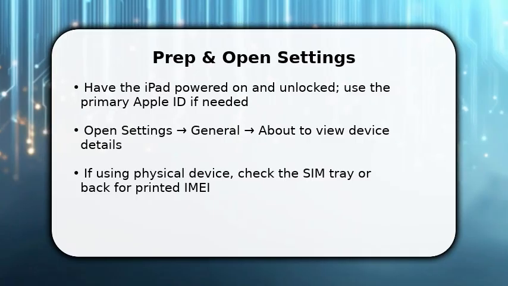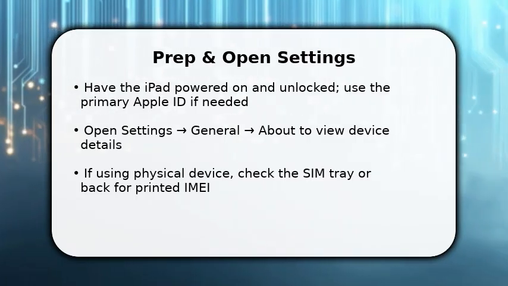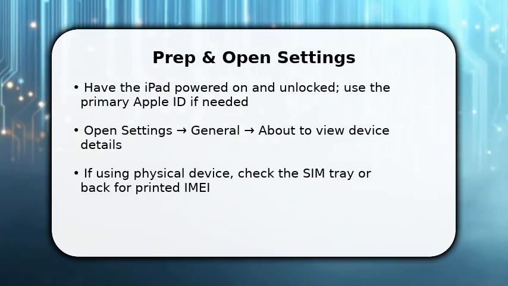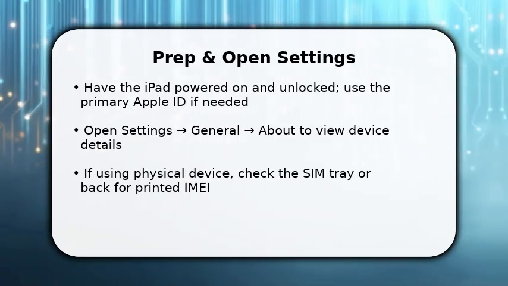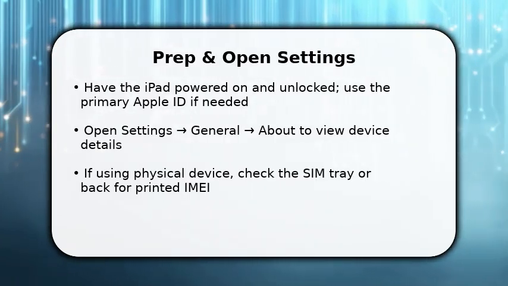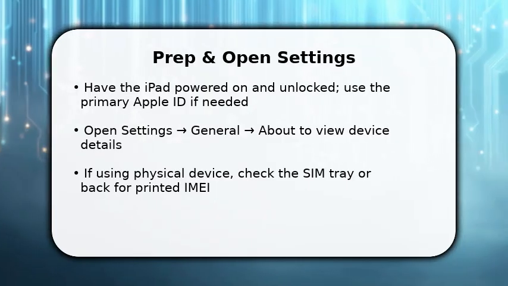You start by powering the iPad on and unlocking it. This gives you access to system info instantly. Once done, open Settings, tap General, then About. This is where Apple lists identifiers.